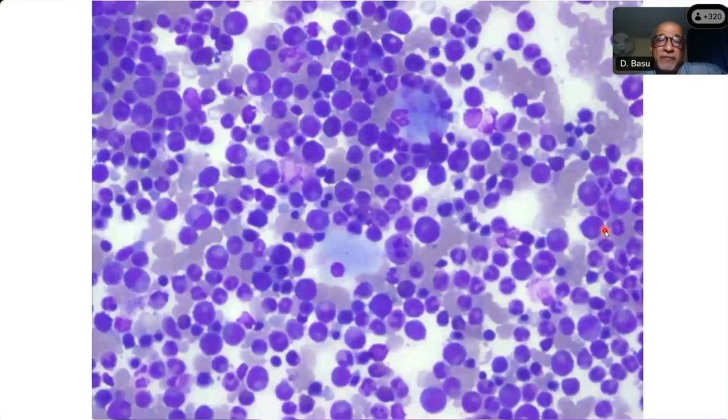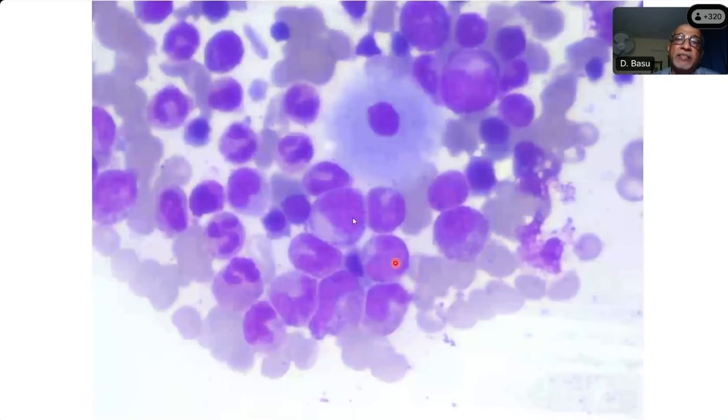What about this? This is a case of CML, by the way. You can see a lot of myeloid proliferation. That's a sea-blue histiocyte. Sea-blue histiocytes are also rich in sphingomyelin. That's again what you see in very hyperproliferative marrows, ITP, CML, etc.